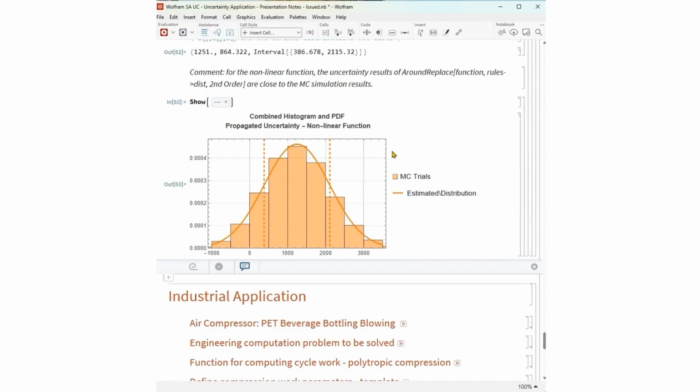There are also many ways to solve the error propagation problem, with examples demonstrated here for a round replace and Monte Carlo. Depending on how you wish to deal with assumptions and simplifications, the Wolfram language allows lots of flexibility in this regard.